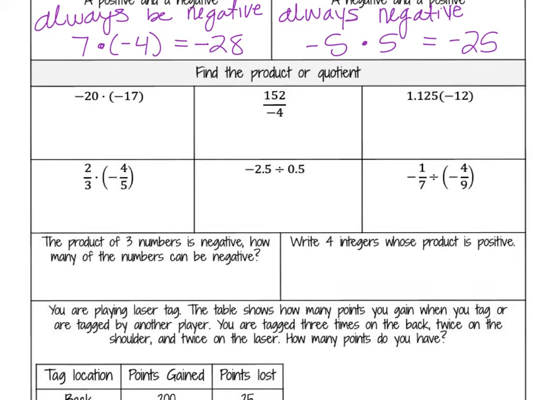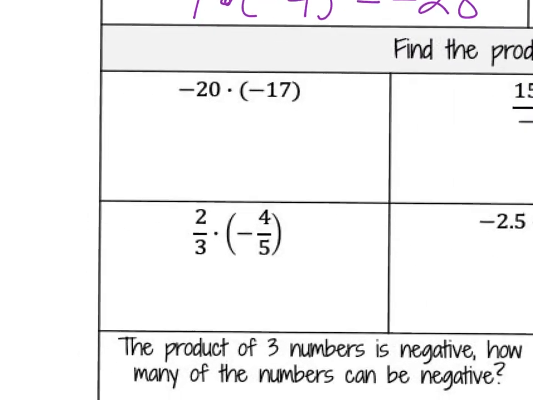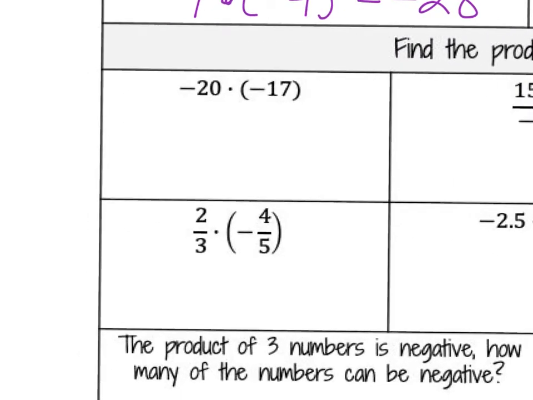Okay, then to find the product or the quotient, we multiply first, and then we figure out the sign. So I'm going to blow them up a little bit. So negative 20 times negative 17. I'm going to start with 20 times 17. 7 times 0 is 0. 7 times 2 is 14. Okay, since I'm done in the ones place, I'm going to put a 0 in the ones place and move on to the tens. 1 times 0 is 0. 1 times 4 is 4. Sorry, 1 times 2 is 2.